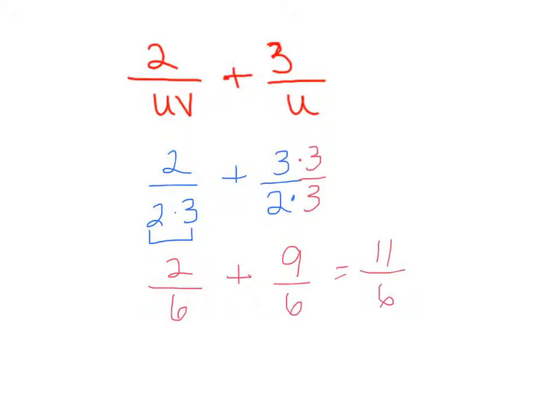So that's the concept behind it, except we want to use u's and v's. So here you can see that if I just multiply this by v over v, then I would get the same denominator. This would be 2 plus 3v over uv, and I'm done.